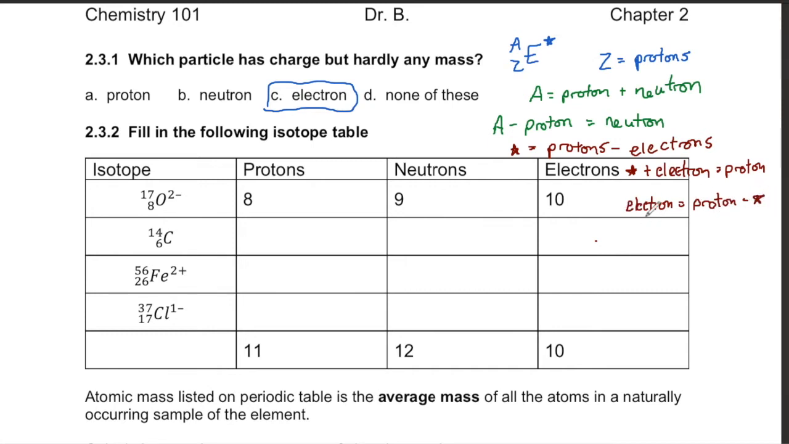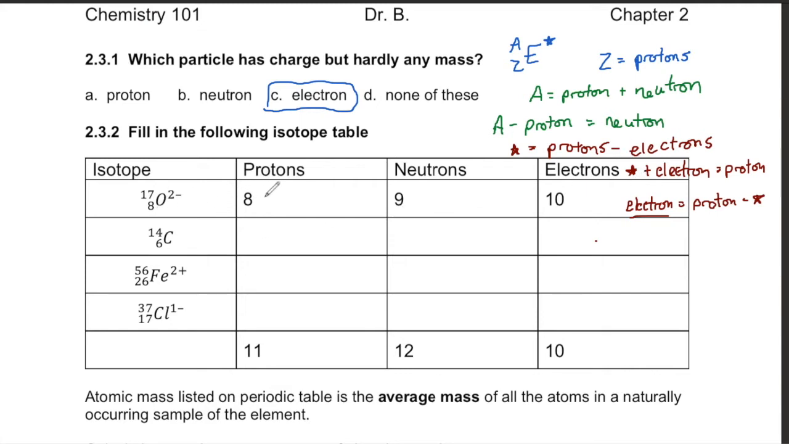So that's a way that we can figure out the electrons. So now we have a way to figure out the protons, the neutrons, and the electrons. The first row is done for us, but let's make sure that this plan works for that.